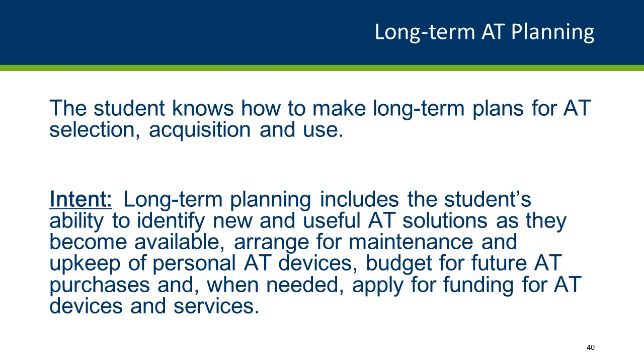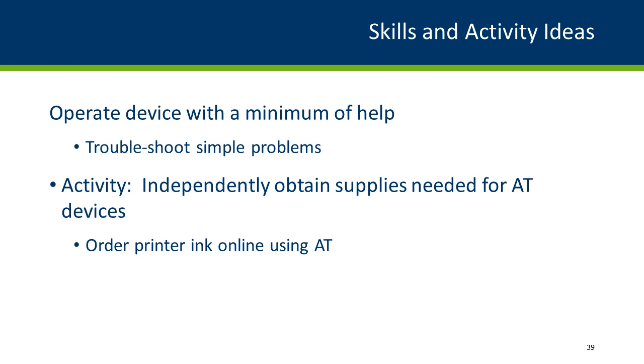Long-term planning. Long-term planning is our final indicator. And Janet alluded to this earlier in terms of knowing when the technology is getting outdated or when you need new technology to interact with new technology that the school might have. Helping students know how to make long-term plans for AT selection, acquisition, and use. And part of that relates back to our troubleshooting activities that we just talked about.